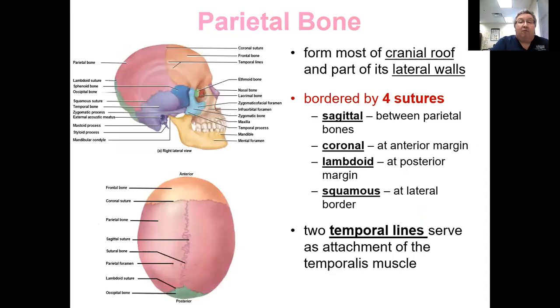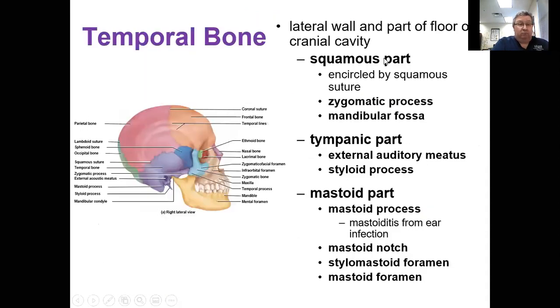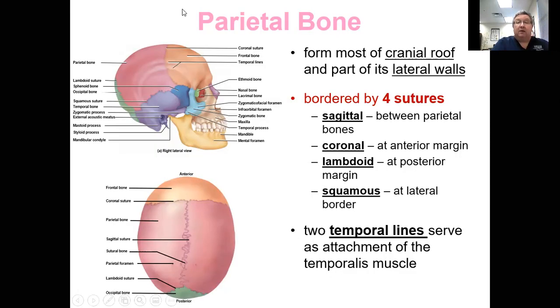The parietal bone, again, the second of the skull bones. This bone forms most of the roof and part of the lateral wall. What you're going to need to know about the parietal bone is its location.